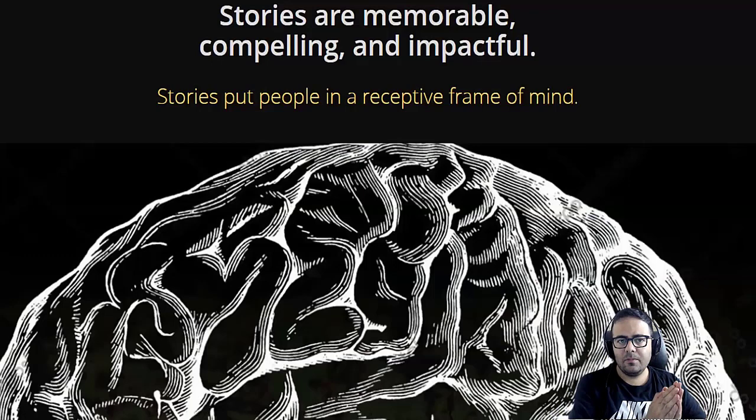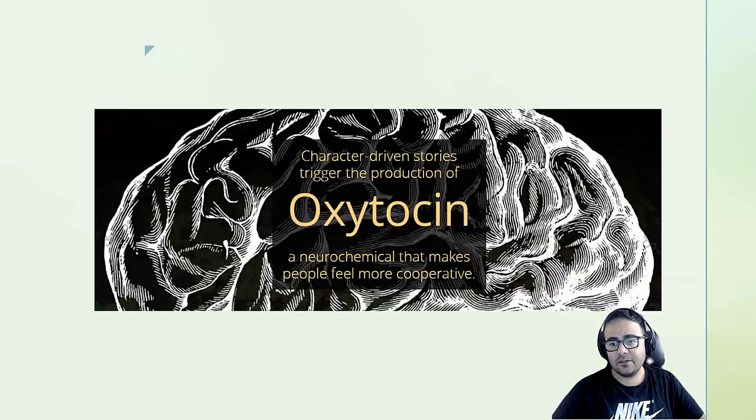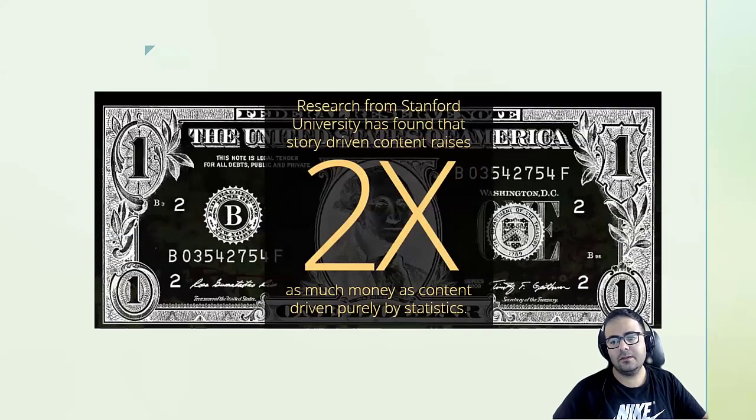To recap, stories are memorable, compelling, and impactful. Because they put people in a receptive frame of mind, they are very effective. Character-driven stories trigger the production of oxytocin, a neurochemical that makes people feel they can cooperate more. And research by Stanford University found that story-driven content usually raises twice as much money as content driven purely by statistics.